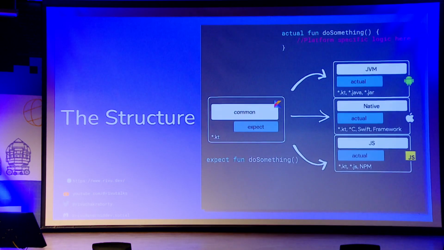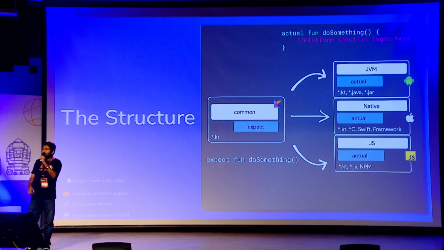Now, how? I said you can write some code on common and then implement platform-specific code, and you can interact with them, right? But how? Let's say you have something on platform-specific code, right? Let's say get UUID. UUID is often implemented natively, right? In Apple, you have NSUUID.